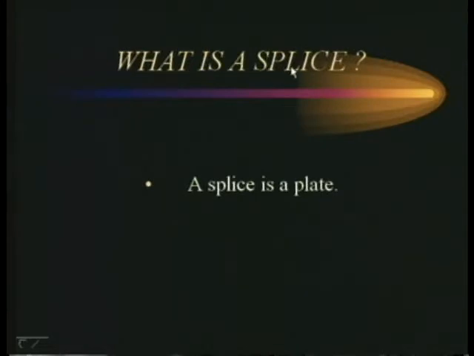It may also be difficult for us to transport such a long plate from one place to another. So what do we do? Suppose you have a span of 15 meters and you have a web plate of only 10 meters. You take two plates, one of 10 meters length, another of 5 meters length, and join them. That joining of plates is called a splice, or it is called splicing. So a splice is a small plate.